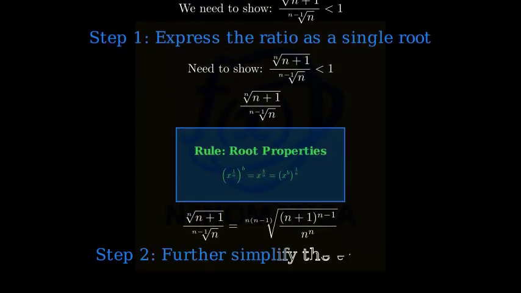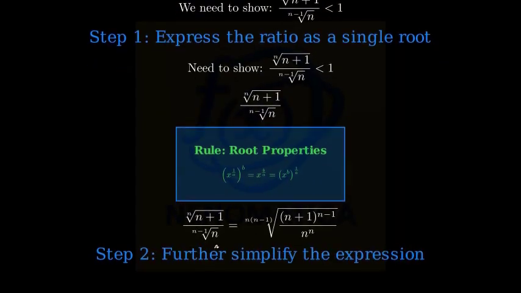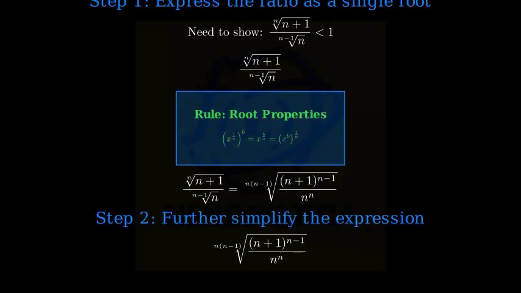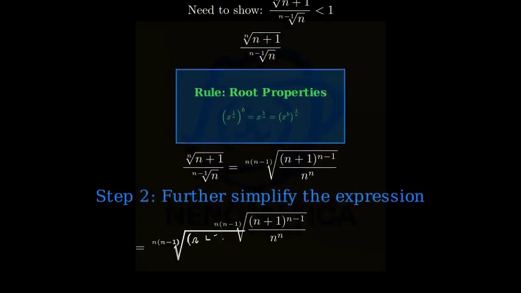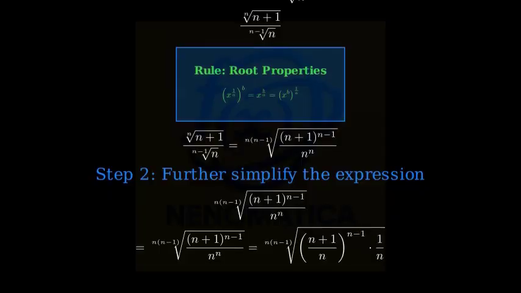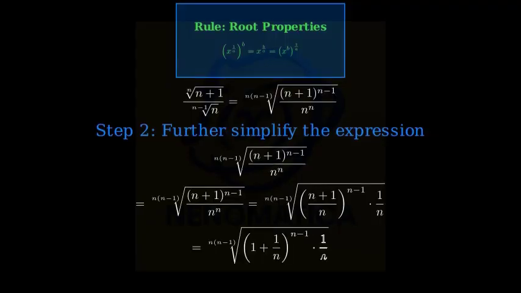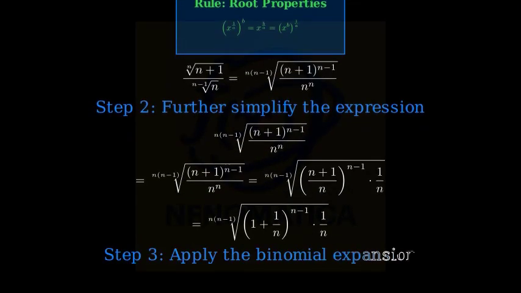Step 2, let's continue simplifying our expression. We'll rewrite the numerator and denominator to highlight a term involving 1 plus 1 over n. First, we'll rewrite (n plus 1) over n as 1 plus 1 over n. After simplifying the fraction inside the root, we get this expression. Step 3. Now, we'll use the binomial expansion to estimate an upper bound.